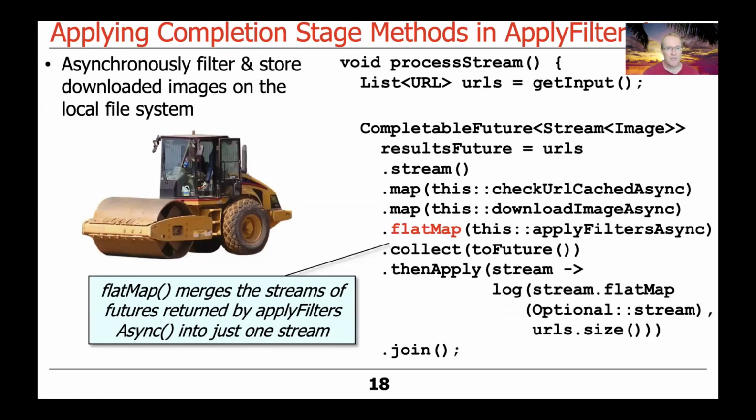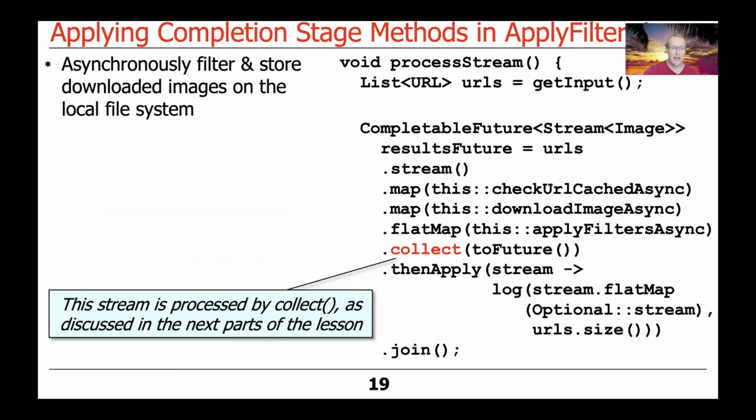So you can see here that flat map is going to get back a stream of streams, and it flattens it into a stream. So it got back a stream of streams of completable futures to optional images, and then it basically flattens it to be a stream of completable futures to optional images. And this stream that we get will then be processed by collect, as we're going to talk about in the next couple parts of the lesson.